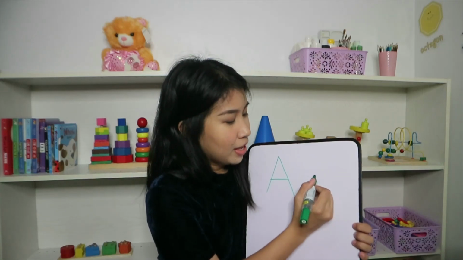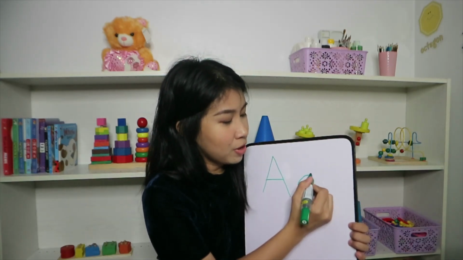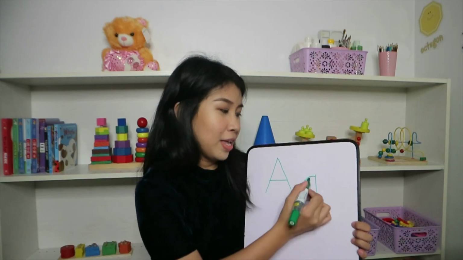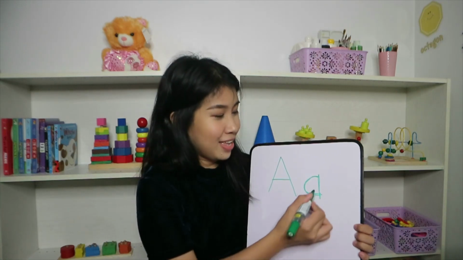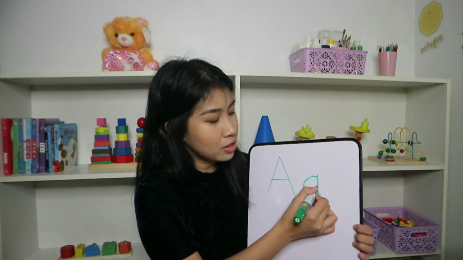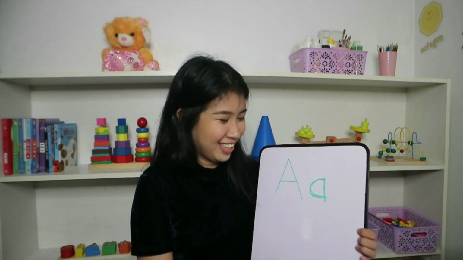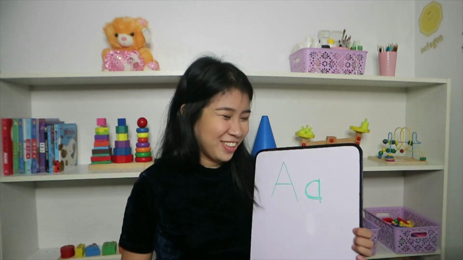Now, let's try the baby A. Make a small curve and a small straight line to make the baby A. Good job! Let's give ourselves an awesome clap. Ready? 1, 2, 3. 1, 2, 3. Awesome!